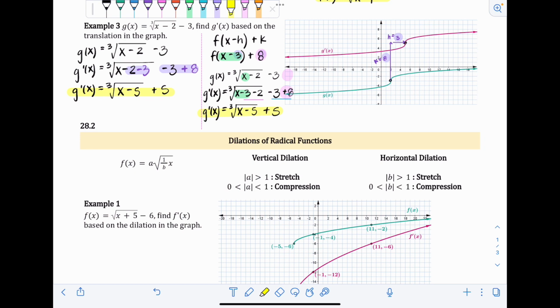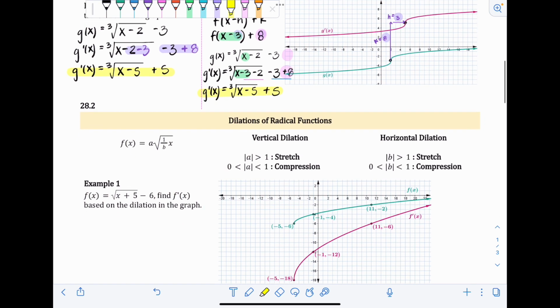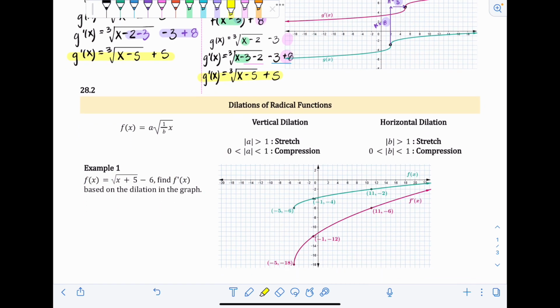Okay, so 28.2 is dilations of radical functions. So the formula for radicals that involve dilations, which could be a vertical stretch or compression or a horizontal stretch or compression, that formula is f of x equals a times the square root of 1 over bx. So usually won't see a vertical and a horizontal in the same function, but this is where they would be placed. So a would be out in front of the radical, and that is a vertical dilation.